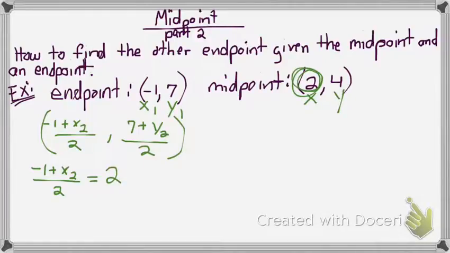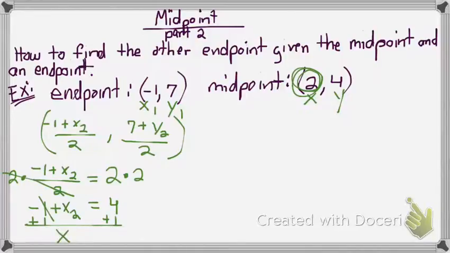Now you're always going to multiply both sides by 2, so make that a habit, to cancel out the denominator, and you'll get -1 plus x2 equals 4. And then to solve for x2, you simply add 1 to both sides. So in this case, your x2 is going to equal 5. Then you do the same thing for your y value.